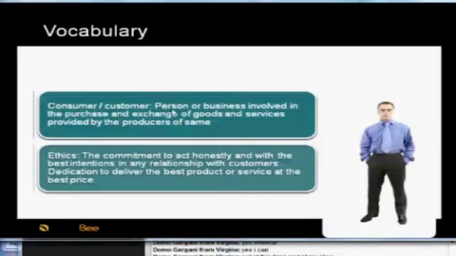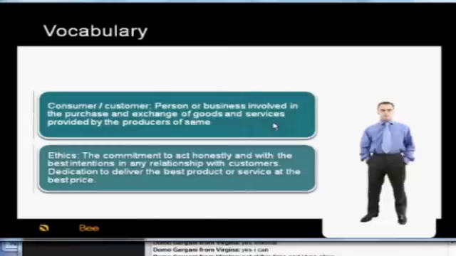Okay. First, obviously, is the consumer or the customer, and most of us understand that's a person or a business involved in purchasing and the exchange of goods and services provided by the producers of those goods and services. It's pretty self-explanatory. We all pretty much know that's us.